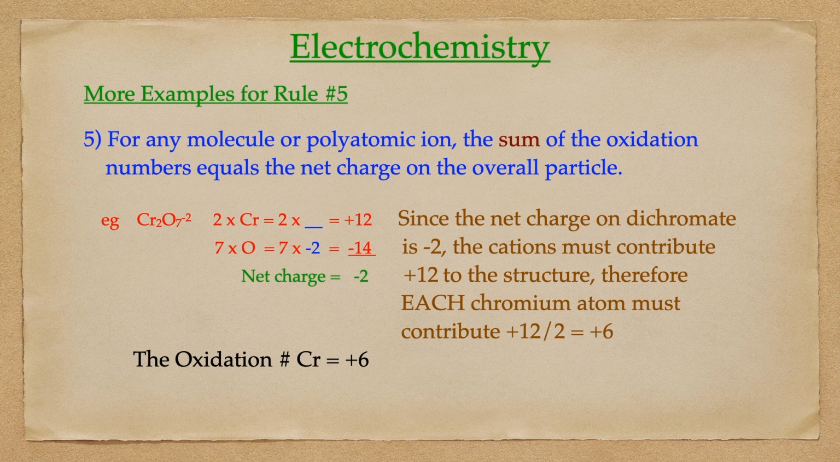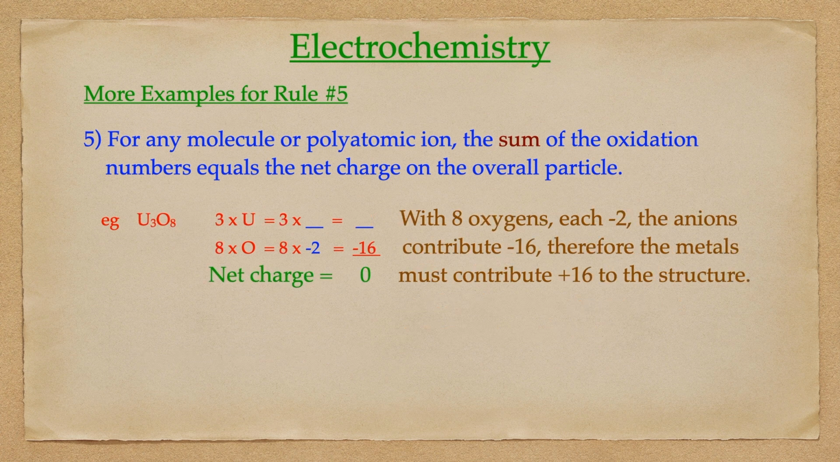In the dichromate polyatomic ion, 7 oxygens, minus 2 each. 7 times minus 2 gets minus 14. The net charge is negative 2, so the 2 chromium atoms contribute plus 12. Each chromium atom, therefore, must contribute a plus 6. 12 divided by 2 is plus 6.